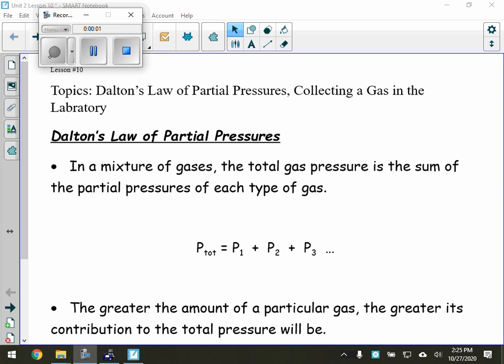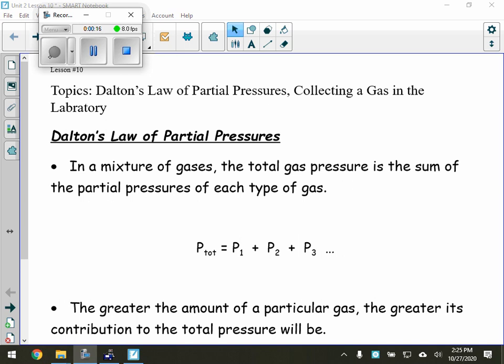We're going to skip a little bit here, but today we're going to talk about Dalton's law of partial pressures. It says this basically: if you had a mixture of gases, the total gas pressure is equal to the sum of the partial pressures of each type of gas.